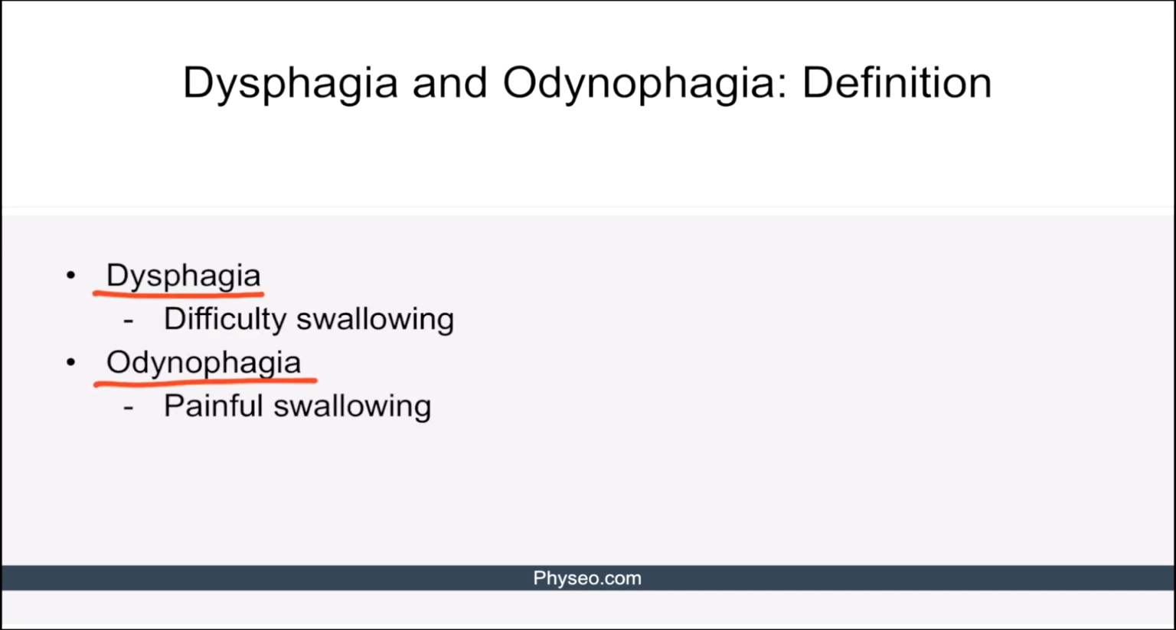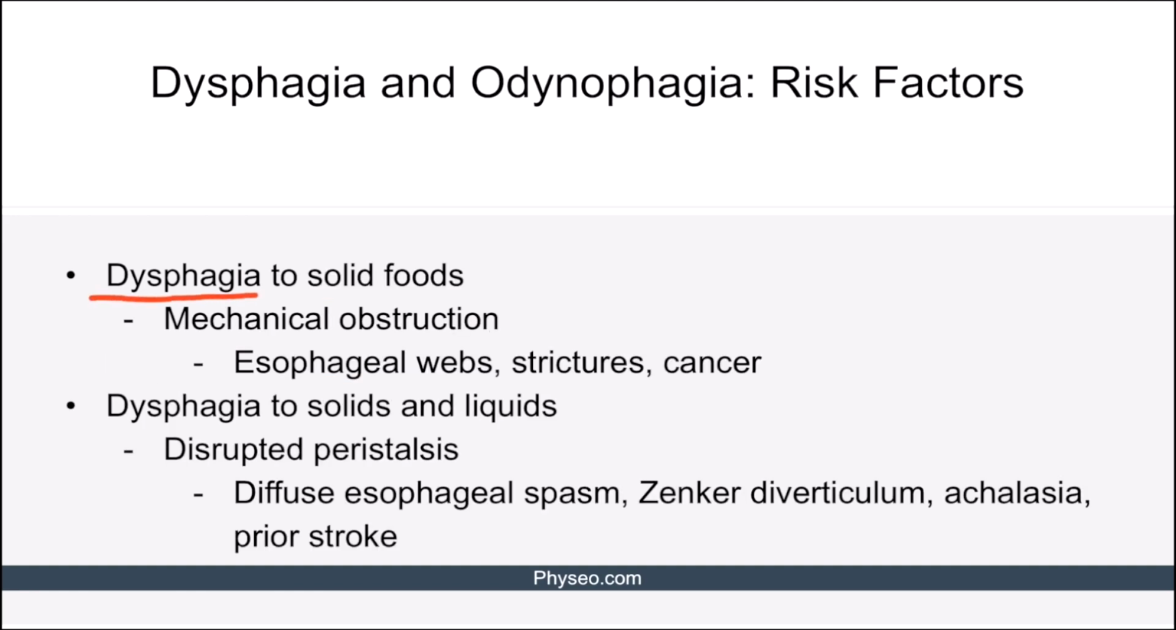Odynophagia, on the other hand, refers to painful swallowing. The major risk factor of dysphagia to solid foods is mechanical obstruction. Examples of mechanical obstruction of the esophagus include esophageal webs, strictures, and cancer. The main risk factor of dysphagia to solids and liquids is disrupted peristalsis. Examples of disrupted peristalsis include diffuse esophageal spasm, Zenker diverticulum, achalasia, and prior stroke.